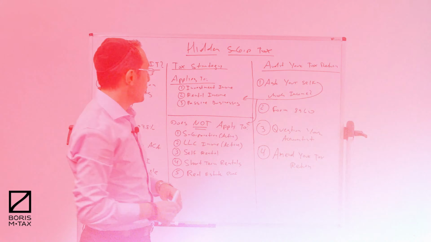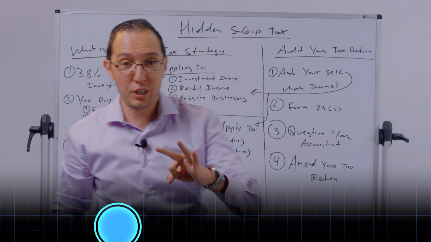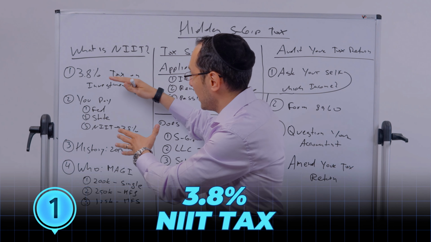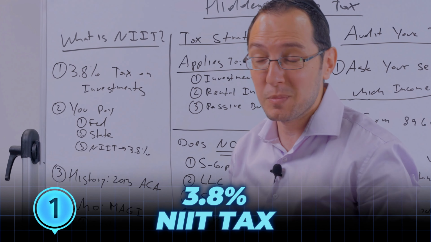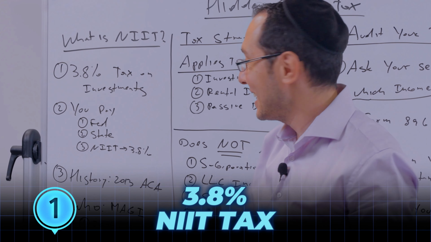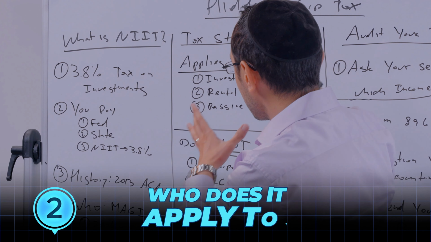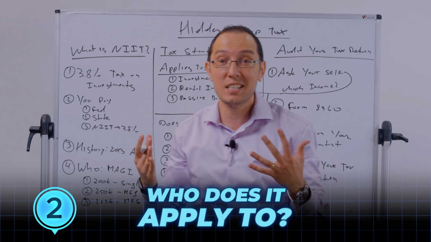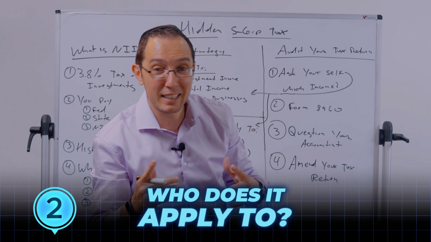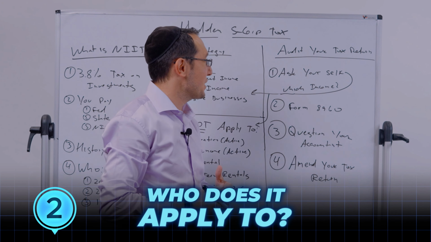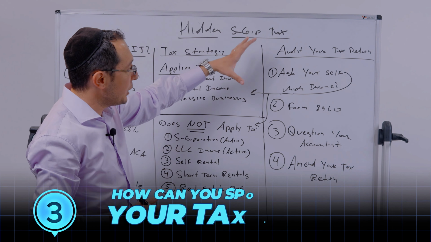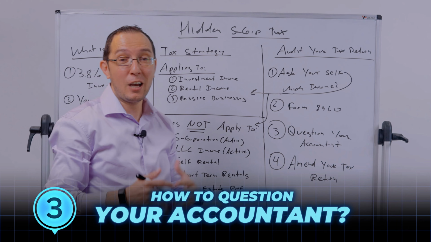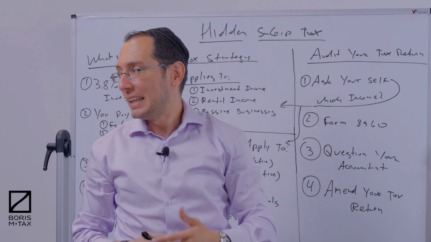So I've broken this down into 3 steps for you. So this is exactly what we're going to do. First of all, we're going to identify this 3.8%, which is the net investment income tax. I'm going to refer to it as the NIIT. Then we're going to talk about who it applies to and who it does not apply to. If you have an S corporation, chances are it doesn't apply to you, but you're probably paying it on your tax return. And then we're going to talk about how you can spot this tax on your tax return, how to question your accountant, and how to amend your taxes. Let's get going over here.